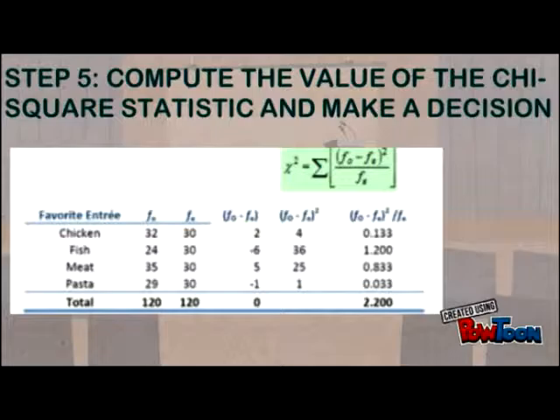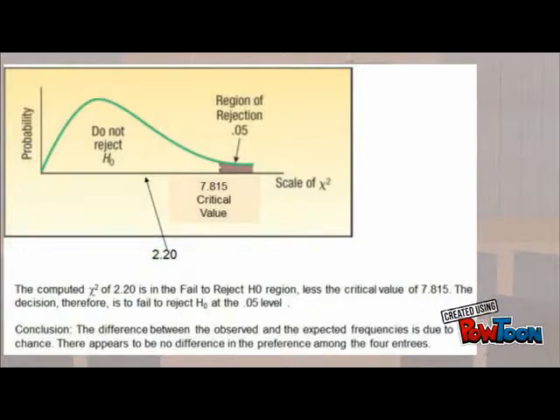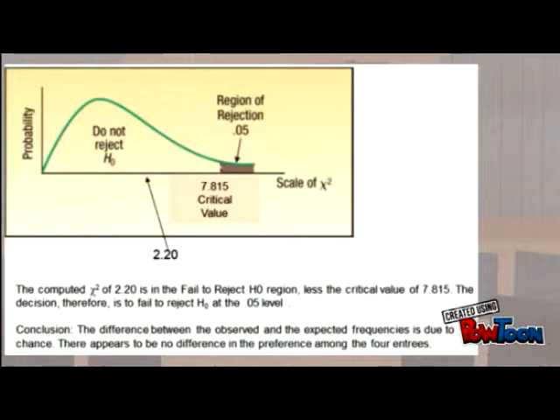Column 2. Square the difference between each observed and expected frequency. Column 3. Divide the result for each observation by the expected frequency. Finally, total up these values. The result, 2.2, is the value of chi-square. The diagram shows the chi-square probability distribution for 3 degrees of freedom, showing the region of rejection at the 0.05 level of significance.